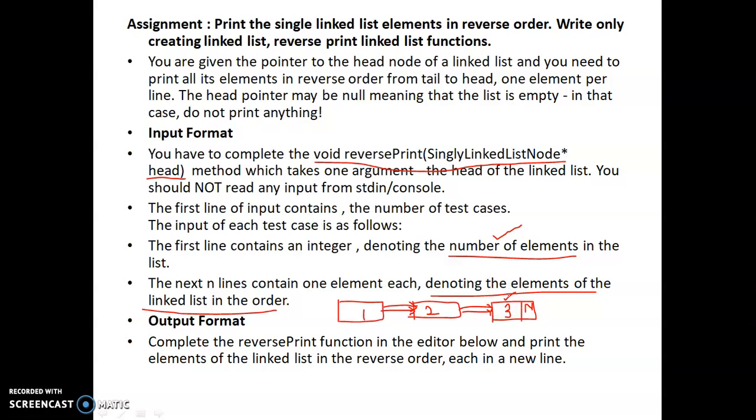Once you have moved from the first node to the second node and the second node to the third node, print the third node value. Then again start from the first, move from the first node to the second node and print the value of the second node. So first you print the last node value, then again start from the first and print the second node value, then again start from the first and print the first node value. Like this you need to repeat.